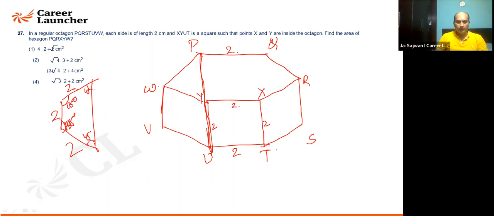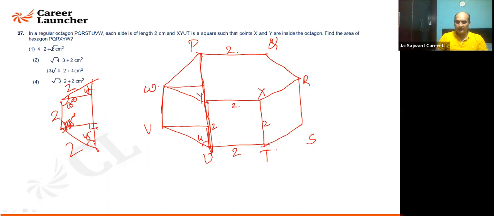ठीक है? I can draw perpendicular to this one. मैं ऐसे ऐसे करके perpendicular इसमें drop कर लेता हूँ. ठीक है? I'll draw perpendicular to this one so that I can find out this length. Now, when you drop a perpendicular to this, this is 90 degree. I hope you understand. This is 45 degree. This is 90 degree. क्योंकि square बनाता है, ये 45 degree हो गया.